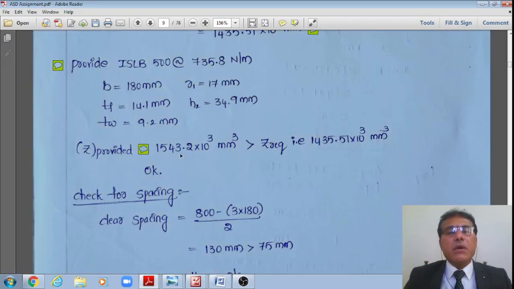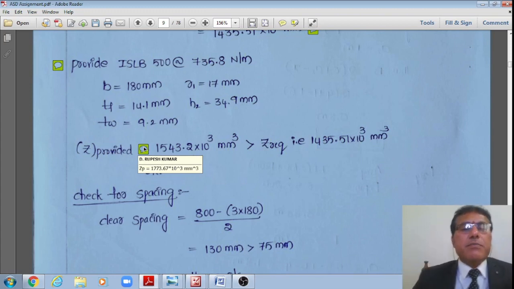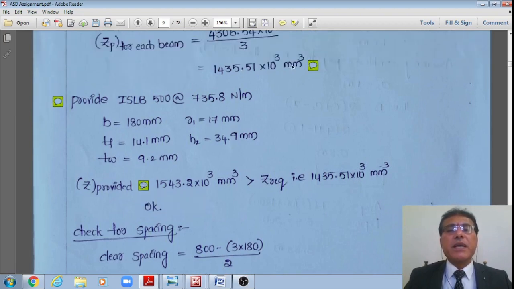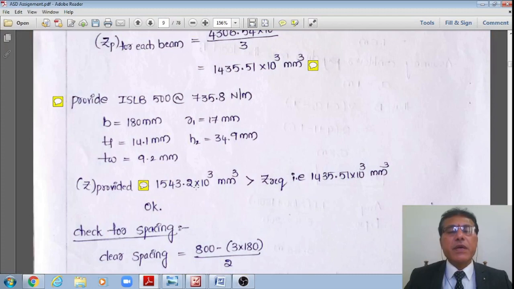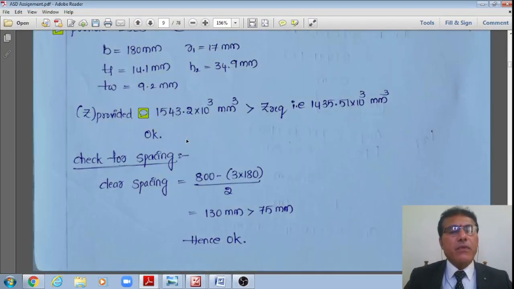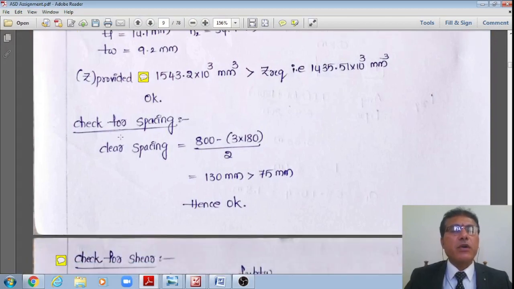Then now let me check what is the section modulus provided. Zp provided is equal to 1773.67 × 10^3 mm³, which is greater than this trial section 1722.61. This is okay. And also the elastic section modulus is 1543.2 × 10^3 mm³. Generally the elastic section modulus will not be compared. I have just noted down that elastic section modulus, student, however that will also be required for section classification. That's why I have noted down that value.